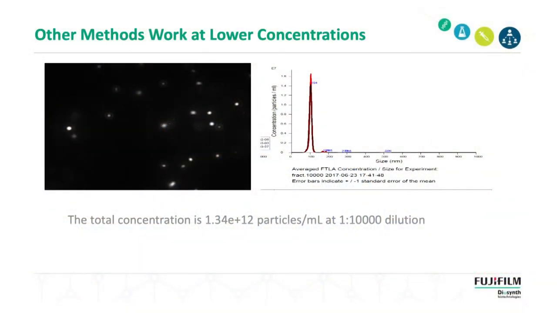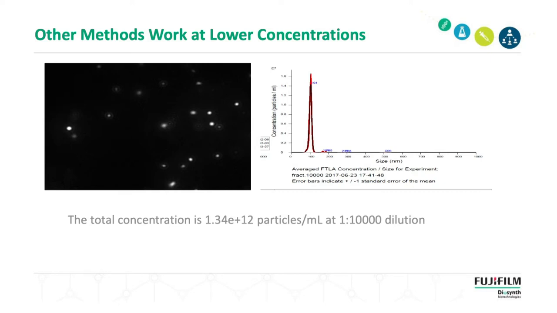But other methods do work at lower concentrations. All's not lost. The work we do in proteins does work at lower concentrations, particularly light scatter. Light scatter is a really good method where the sweet spot is maybe 10 to the 8 particles per mil, that kind of amount. So usually, even for the viral products we've made, you're diluting them to get them to this point, which is great because you only have a limited amount of them.